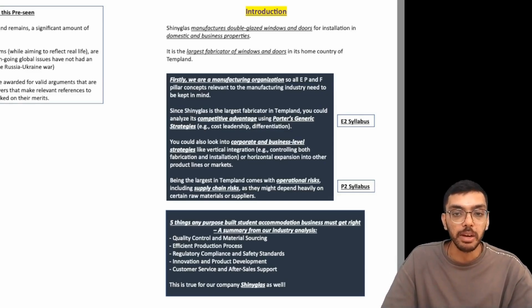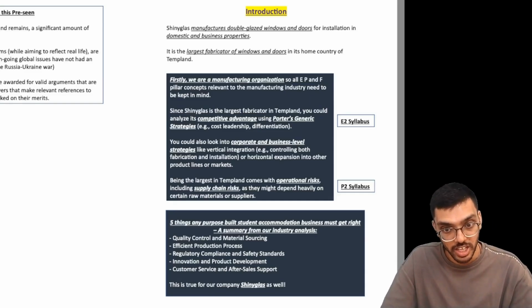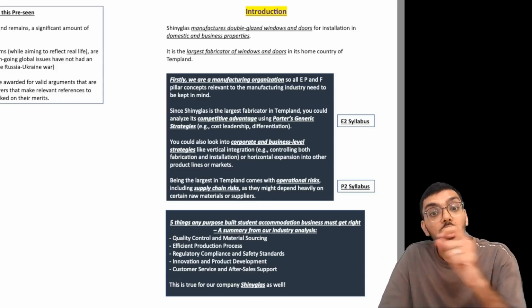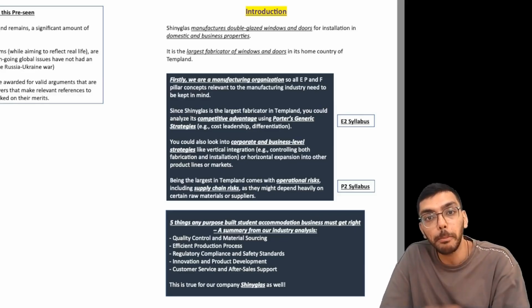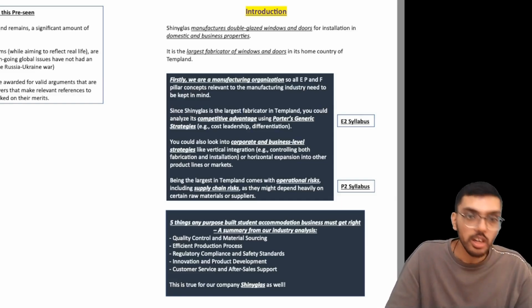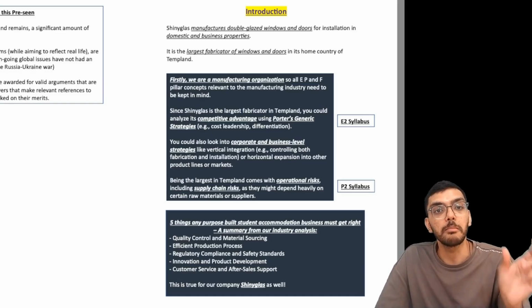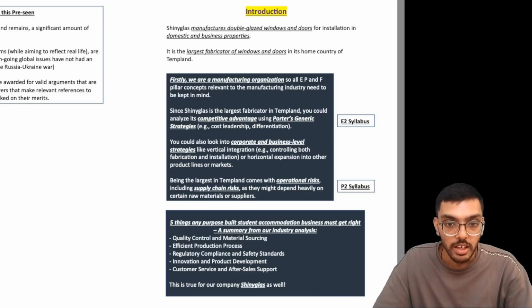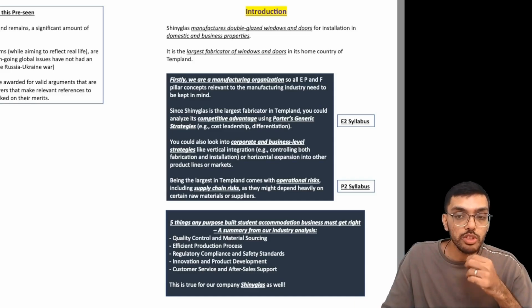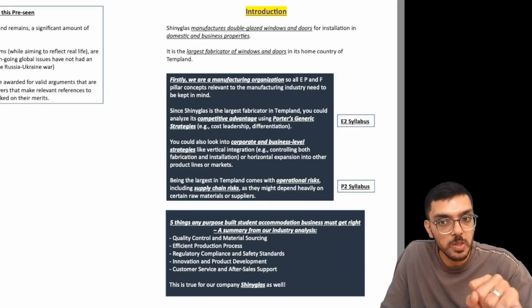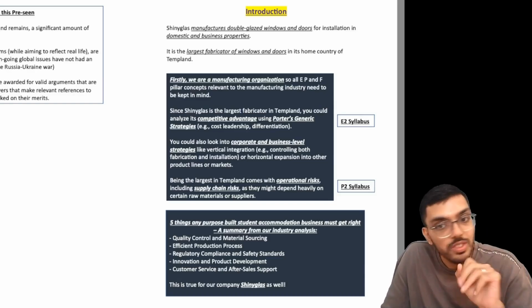Now, being the largest in Templand comes with operational risks, including supply chain risks, as you might heavily depend on certain raw materials or suppliers. So your supply chain risks, your strategic supply wheel, the risk management concept from your P2 syllabus is very evident, and all of this is brought up over here because they tell you that you are the largest manufacturer in your home country. So keeping this in mind, it is very important to note that everywhere we find something important, we'll be bringing it up this way and relating it to your E2, P2 and F2 syllabus areas.